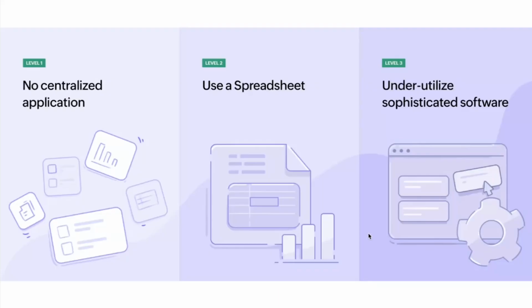So the first level of users are those who do not have a central application in place. So their work data will be scattered across multiple platforms. So there will not be a consolidated place where they can see the entire data.